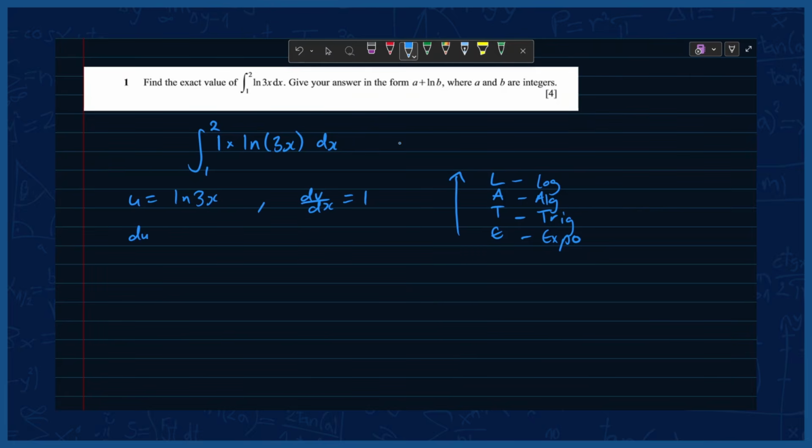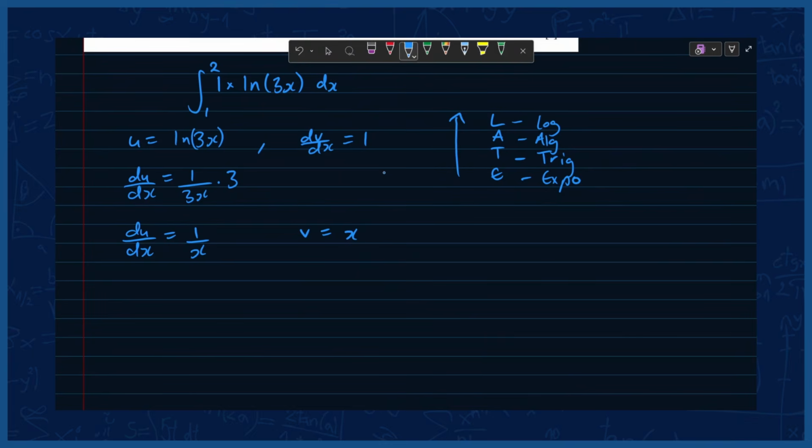So we need to find du dx. To differentiate ln, it's 1 over the bracket, so 3x, multiplied by the derivative of what's inside the bracket. So differentiate the 3x, you get a 3. And I hope you can see that the 3's cancel out, and we end up with 1 over x. And then we need to find v, so we need to integrate dv dx. If you integrate 1, you're going to get simply x.